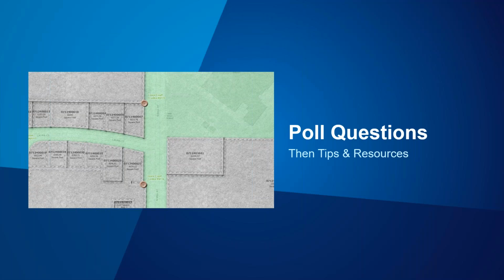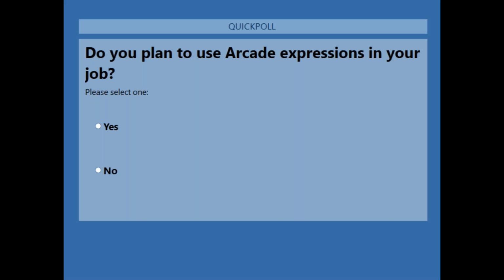All right, next question. We've got two more here. Do you plan to use Arcade expressions in your job? So do you expect to use these for any of the things that you've seen today, like pop-ups or labeled expressions or doing field calculations? And of course, attribute rules, but we skipped those because we're going to focus on those in the next meetup.